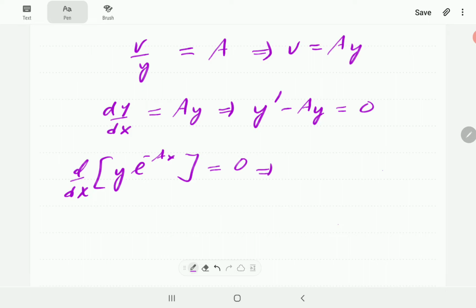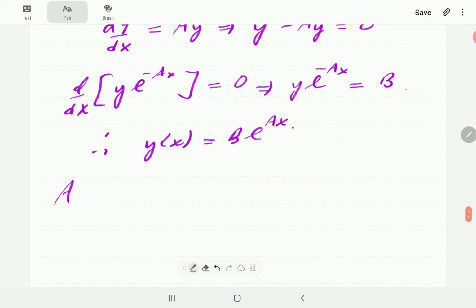And so if we integrate this, we're going to get y e to the minus ax is equal to another constant, let's call it b. So therefore y of x is b e to the ax. All right, and then after that we're going to apply the initial conditions.